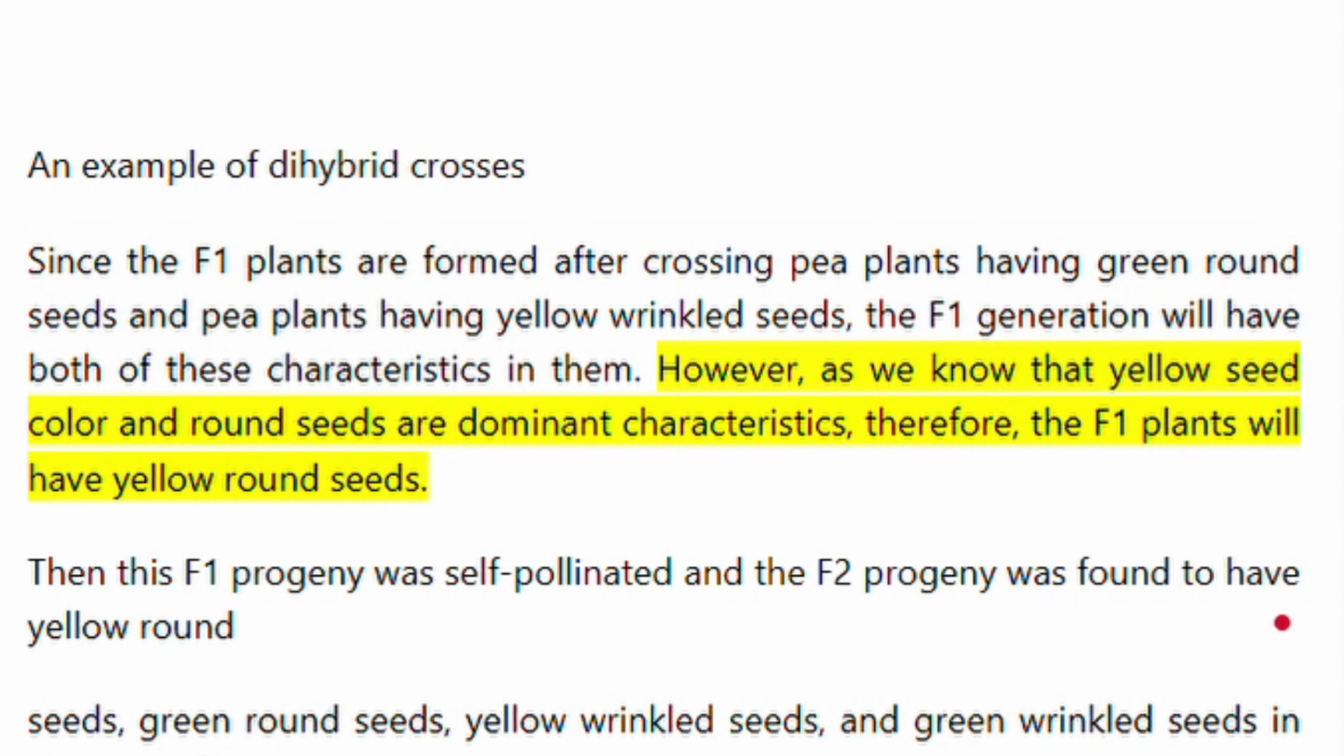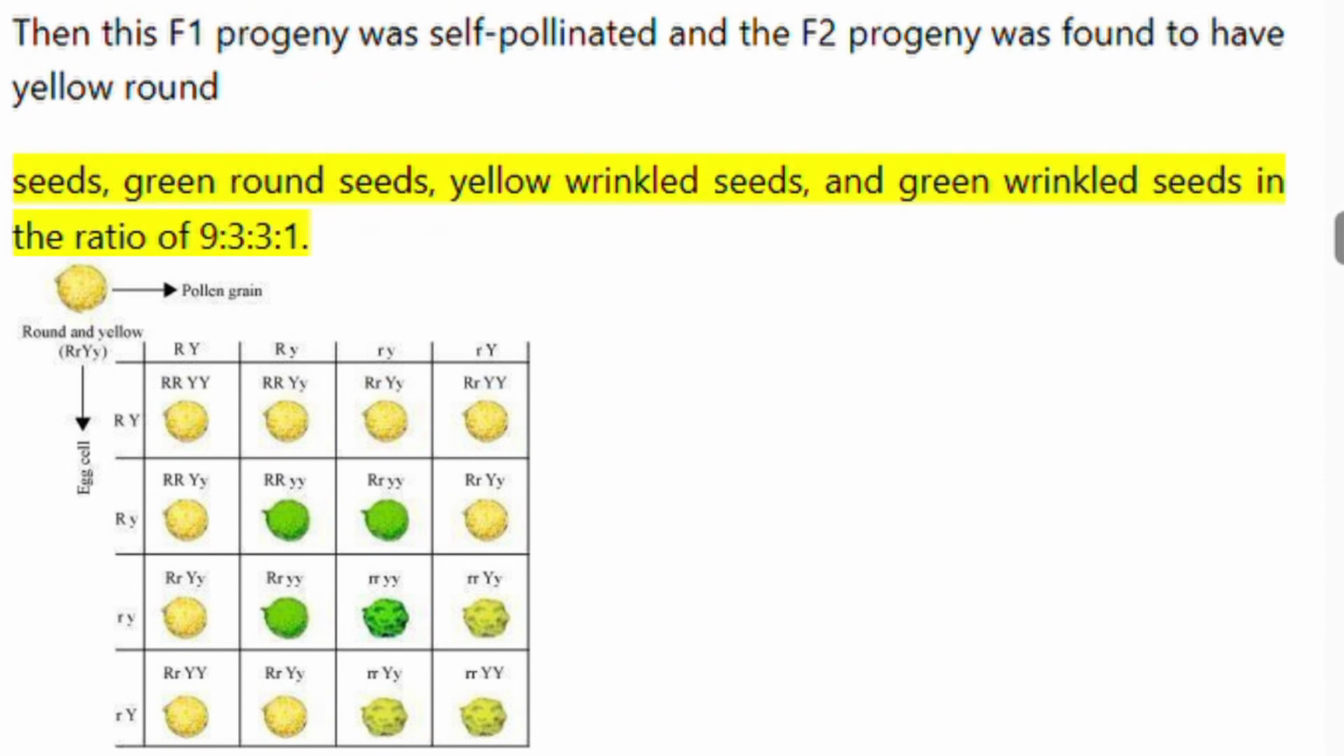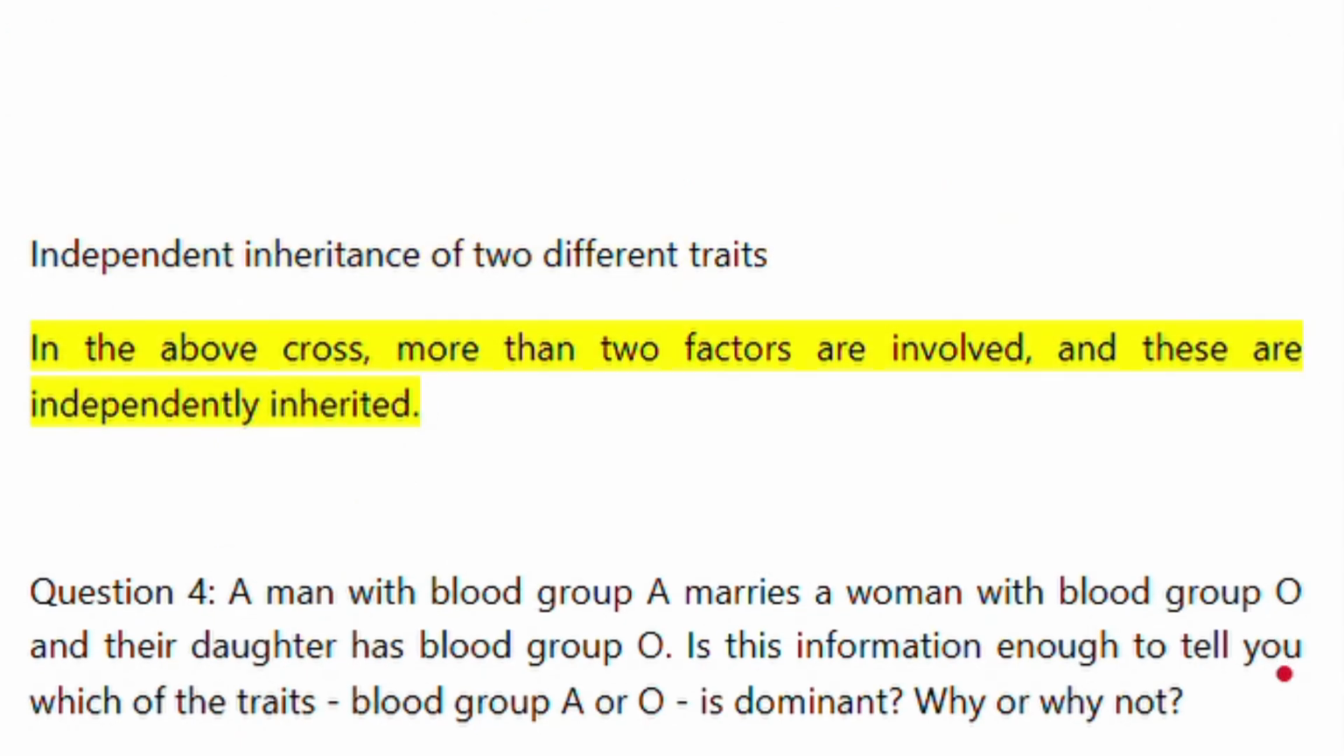However, as we know that yellow seed color and round seeds are dominant characteristics, therefore, the F1 plants will have yellow round seeds. Then this F1 progeny was self-pollinated and the F2 progeny was found to have yellow round seeds, green round seeds, yellow wrinkled seeds, and green wrinkled seeds in the ratio of 9:3:3:1. Independent inheritance of two different traits. In the above cross, more than two factors are involved, and these are independently inherited.